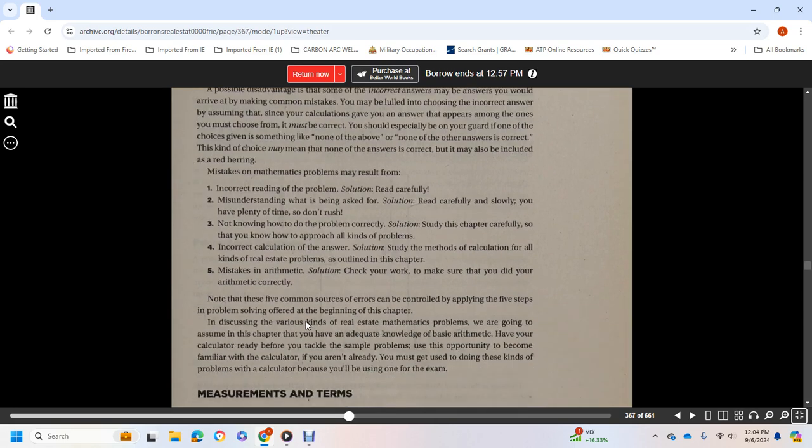Mistakes in mathematical problems may result from incorrectly reading the problem. Problem: misunderstanding what is being asked for. Solution: read carefully but slowly. You have plenty of time. Don't rush.